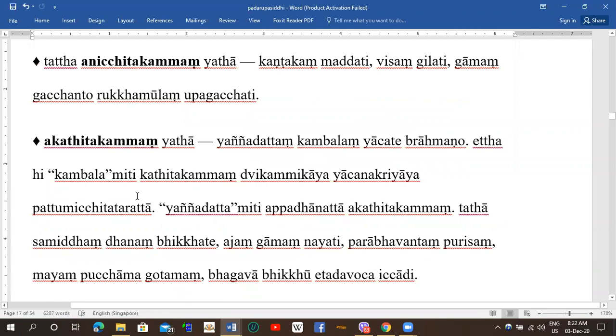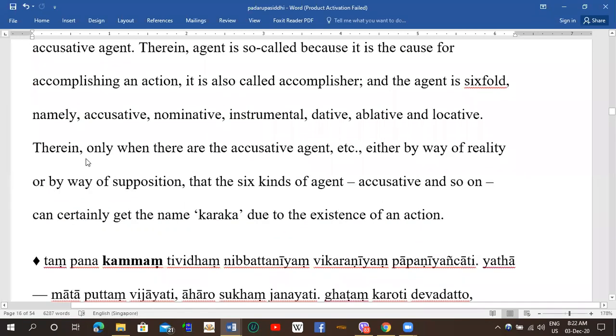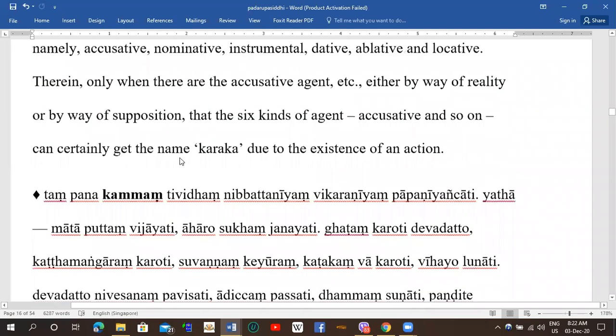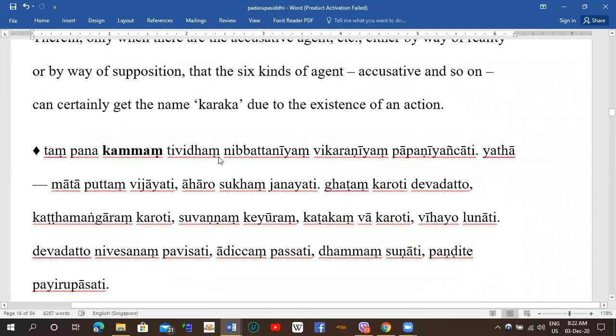Okay, tampana here. Tampana kama tiwita. Nepataniya. Nepataniya kama. Neswa. Vikaraniya. Papaniya chati. Papaniya kama.